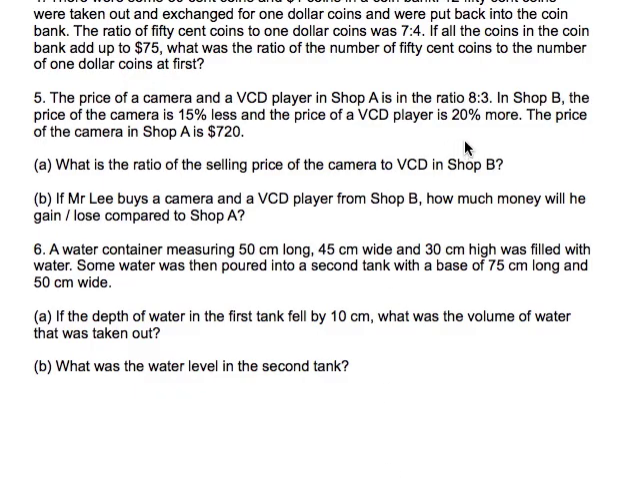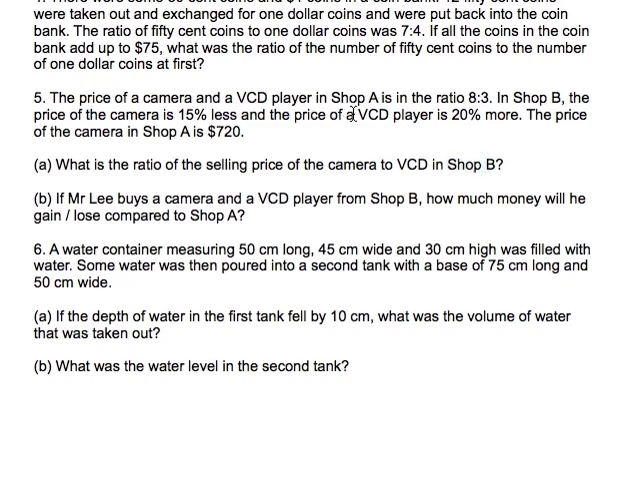Next part of the question, it says, in shop B, the price of the camera is 15% less and the price of a VCD player is 20% more. So we don't know what the price is yet, so we don't write it down. The next part says the price of a camera in shop A is 720. So basically the camera, which is 8 parts, is equal to 720. Question is, what is the ratio of the selling price of camera to VCD player in shop B?